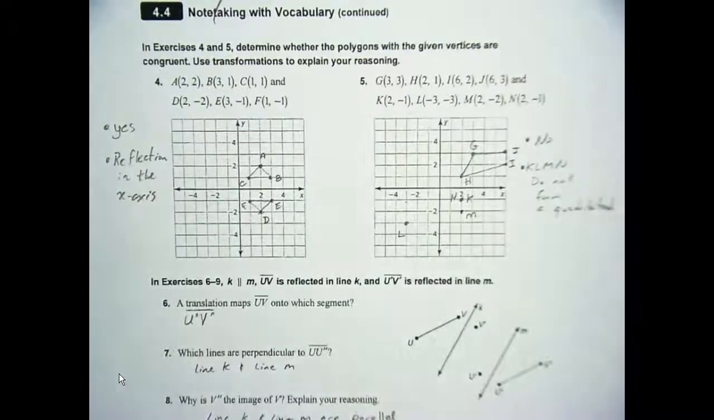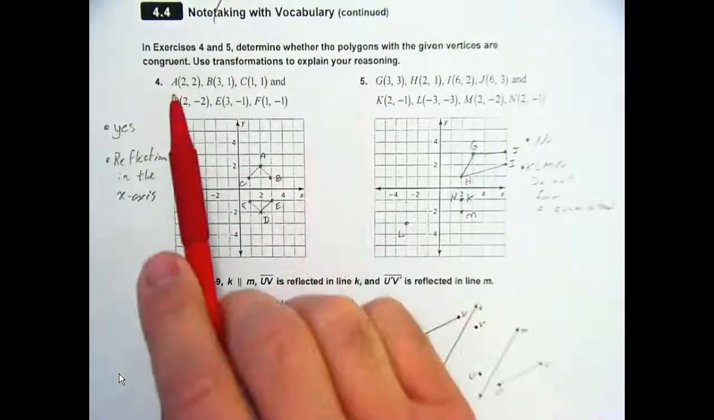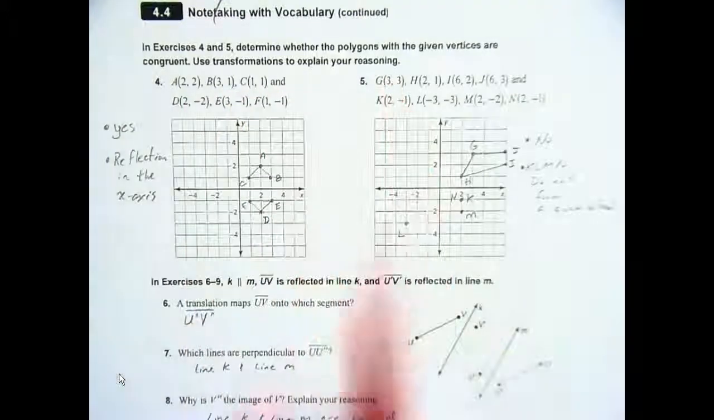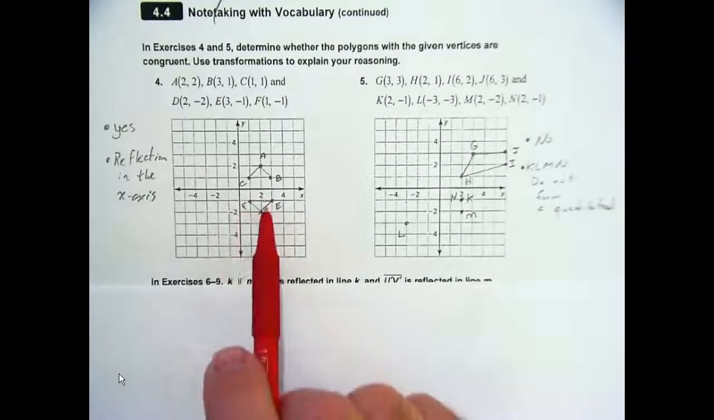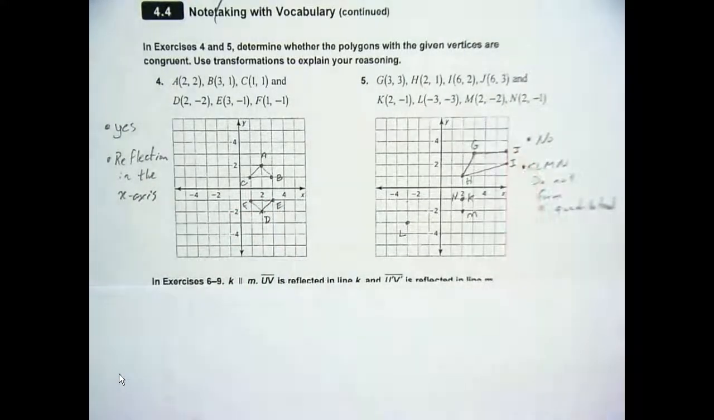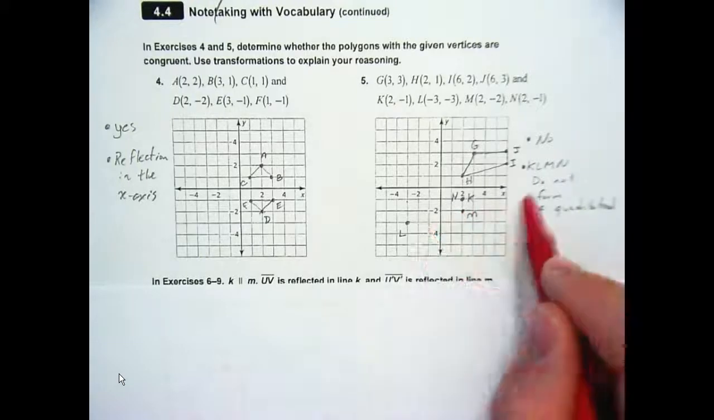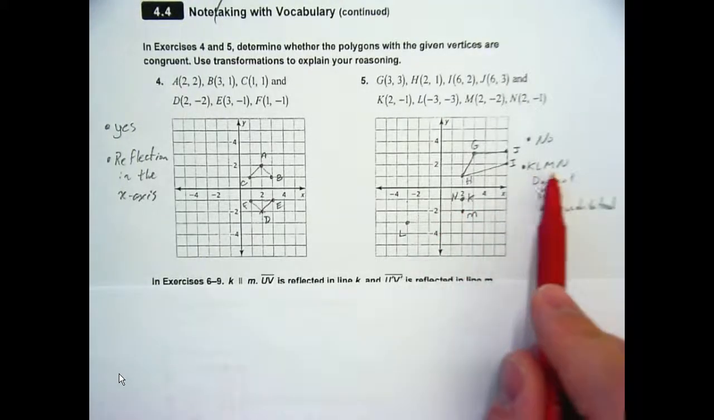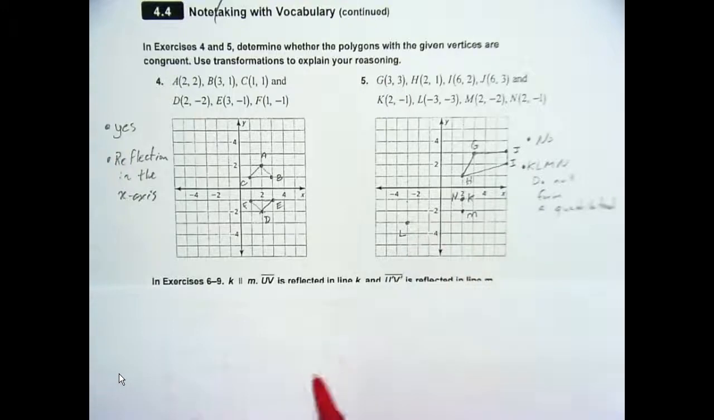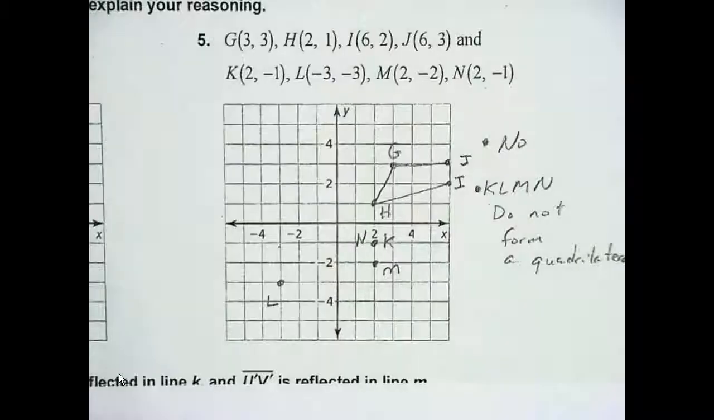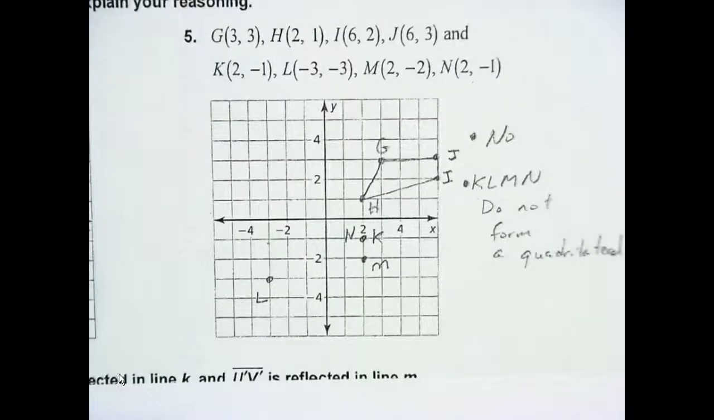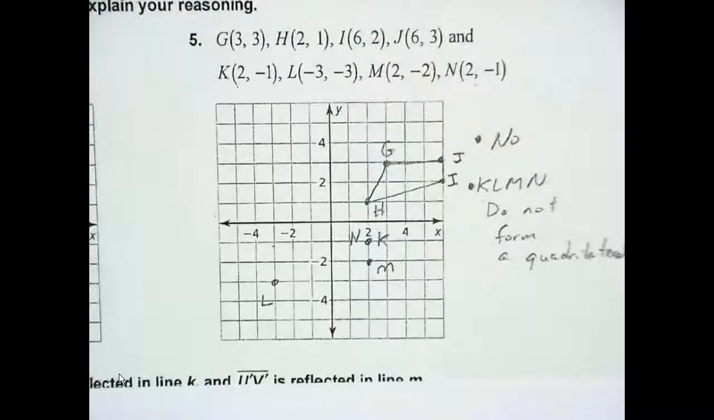All right, number 4. Determine whether polygons given vertices, use transformations, explain your reasoning. First one, yes, it's a reflection in the x-axis, same size and same shape. Notice number 5, when you actually do it, I didn't connect these because KLMN doesn't actually form a quadrilateral. It has to be the same size and shape. When you plot those, it doesn't form a quadrilateral, it forms a triangle. 2 of the points are the same point, K and N. So therefore, no. How many got 4 and 5?